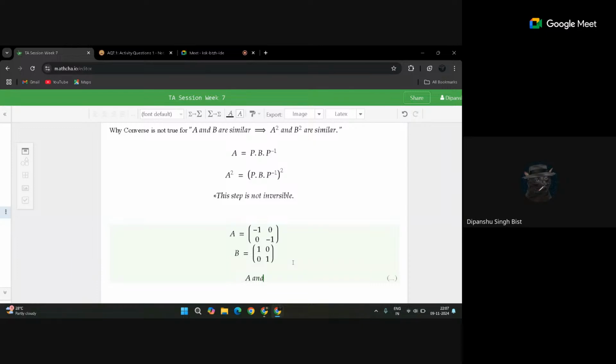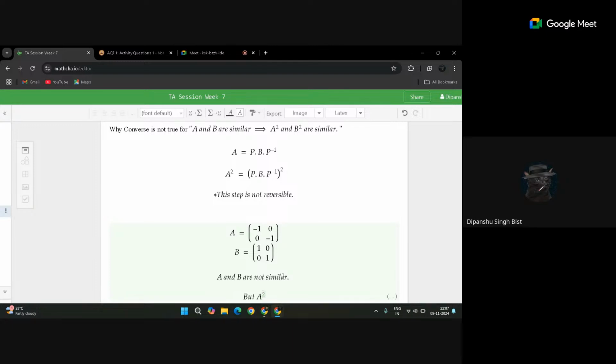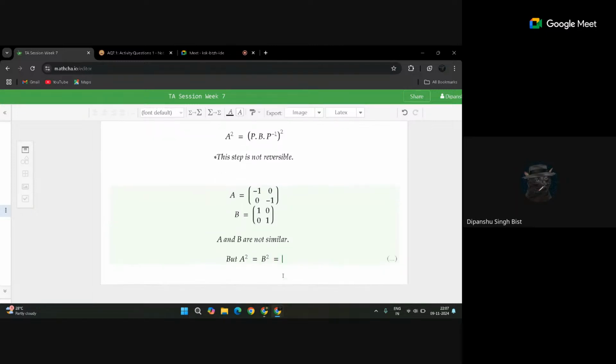Here, see, A and B are not similar, but A square is equal to B square is equal to 1, 0, 0, 1. Here A square and B square are similar.